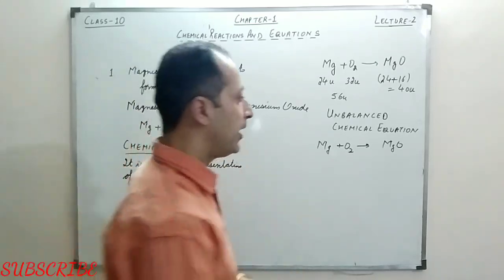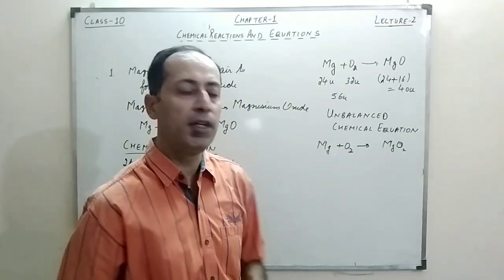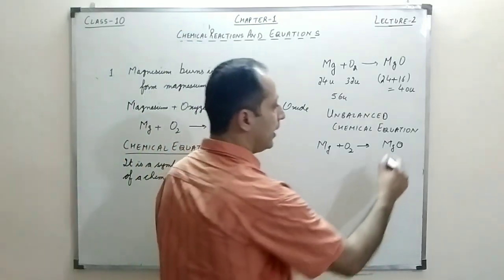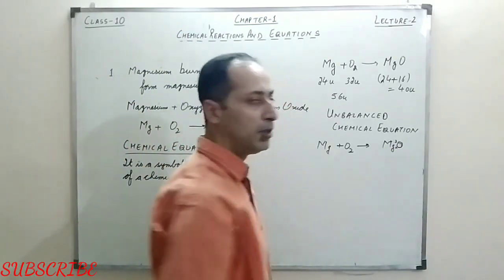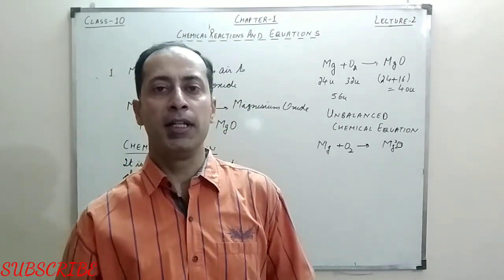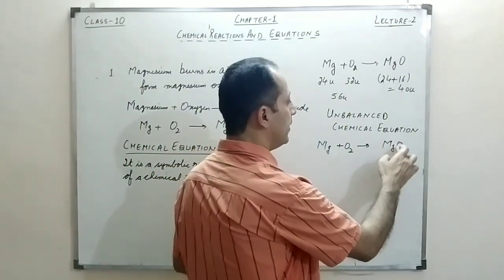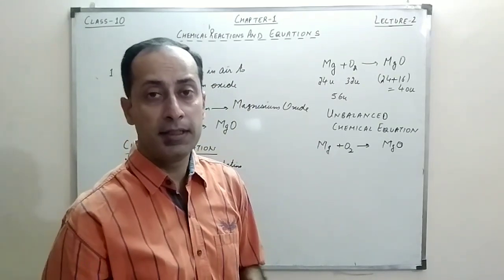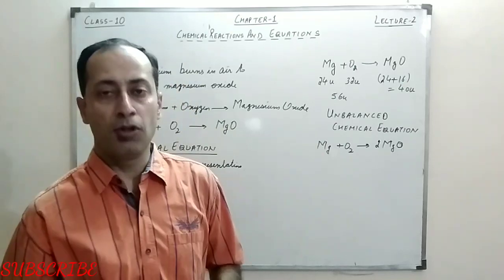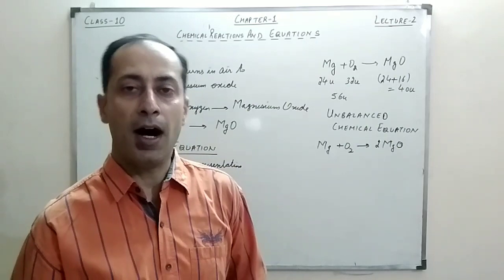So what will I do? Should I write 2 here? No, because if I write 2 here, the formula of magnesium oxide becomes wrong. Can I write 2 inside? No, I cannot write 2 inside also, because magnesium oxide is the formula of a compound and no number can be entered inside it. So what can be done? Then what I will do is put a 2 in front of magnesium oxide. So what will happen because of this? Because of this, the number of atoms of oxygen is balanced.